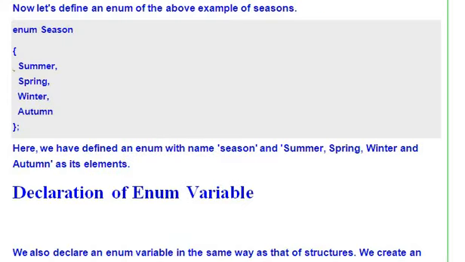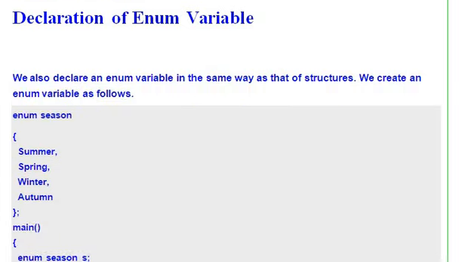So here we have an enum definition. What is the name? Season. And what are the constants? Summer, spring, winter and autumn. So we have defined an enum with the name season and 4 elements separated by comma. So once defined, we can declare an enum variable. So look at the declaration in the last line, enum name and variable name, enum season s semicolon. Here s is your enum variable.